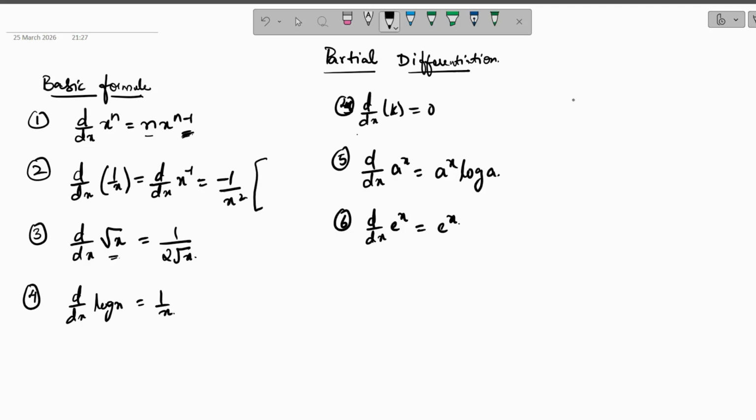Similarly, we have a differentiation of u and v. If you have two variables, differentiation of uv is equals to uv dash plus vu dash. This v dash is nothing but dv by dx. You can write this as u dv by dx plus v du by dx. When you have two variables in the differentiating term, you have to use this form.